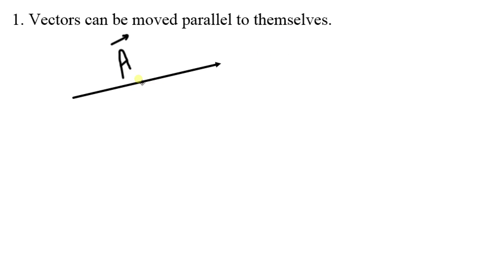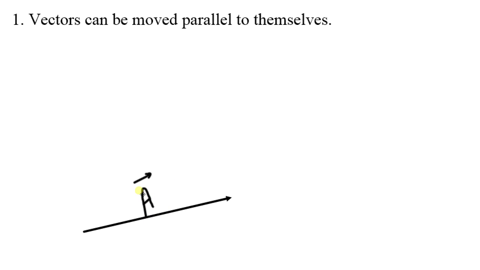This is a vector A here. If I move this A anywhere, here, or here, or here, I'm moving it in the same direction. Nothing is changing. So this vector, whether it's here or here or here or here, it always represents the same vector A. Okay, so this is what we mean by vectors can be moved parallel to themselves.